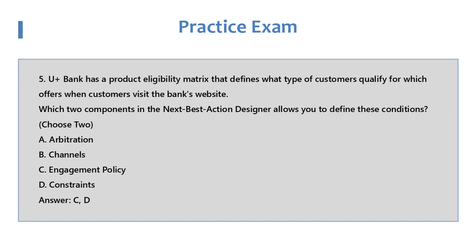5. U+ Bank has a product eligibility matrix that defines what type of customers qualify for which offers when customers visit the bank's website. Which 2 components in the Next Best Action Designer allows you to define these conditions? Choose 2. A. Arbitration. B. Channels. C. Engagement policy. D. Constraints. Answer: C, D.